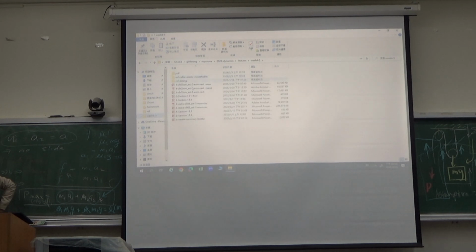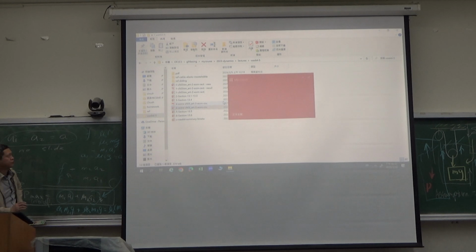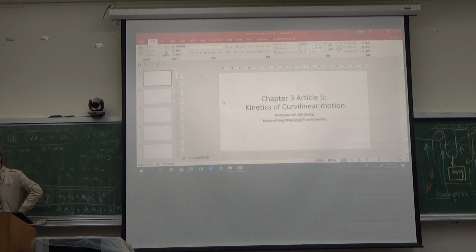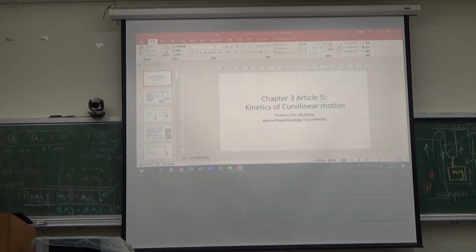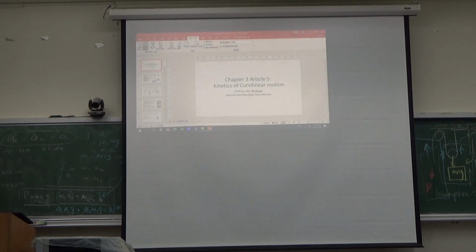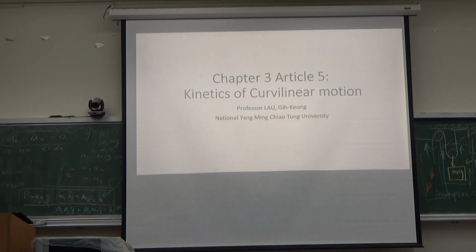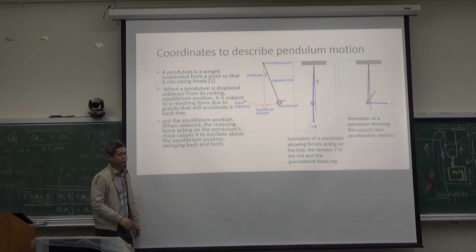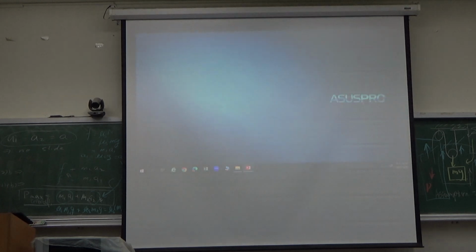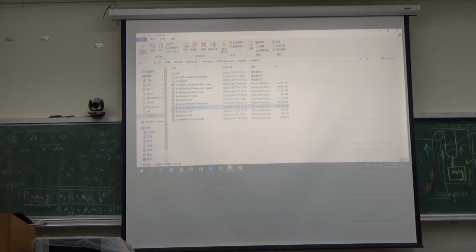Okay, next we'll move on to circular motion. Circular motion is more complex in kinematics, but the way you write the equation is still the same. Newton's second law is the same, except you could use a different coordinate system. Take for example the pendulum motion. Let me show you the Apple pendulum again before talking about this.